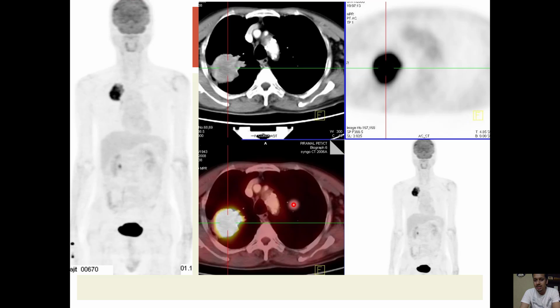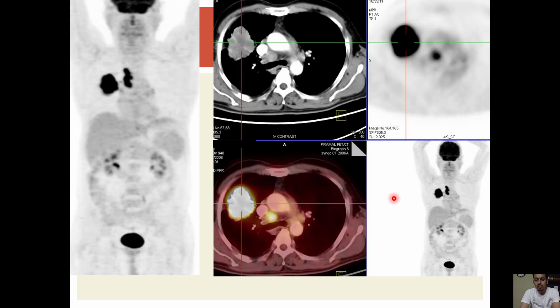There is no mediastinal lymphadenopathy here. You can see even on the PET scan here, this is the PET CT and this is the PET scan. You can see that there is a single lesion here. So that might be amenable for removal, surgical removal. Here you can see an N1 node.